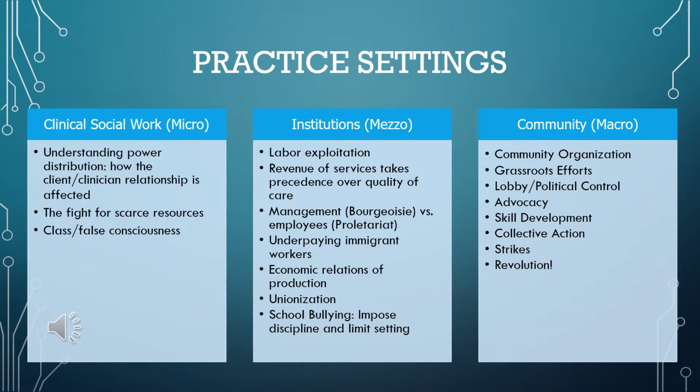Another example of a practice setting in which conflict theory can be used is in mediation of school bullying. In order to adjust the power differential between the bully and the victim, discipline and limit setting must be imposed. On the larger scale, conflict theory can be used on the macro level through community organization, grassroots efforts, lobbying, or taking political control, through advocacy, skill development of the community, taking collective action, and protesting disparities through strikes or through revolution.